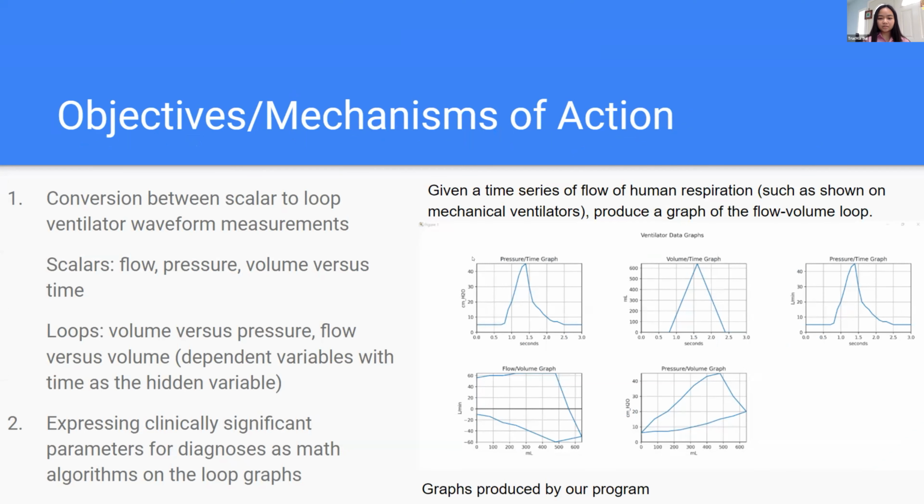Our objectives and mechanisms of action were based on our prompt that given a time series of flow of human respiration, such as shown on mechanical ventilators, to produce a graph of the flow volume loop. We converted between scalar waveform measurements such as flow, pressure and volume versus time to loops such as volume versus pressure and flow versus volume, both being dependent variables with time as the hidden variable. Then we expressed clinically significant parameters for diagnoses as math algorithms on the loop graphs.